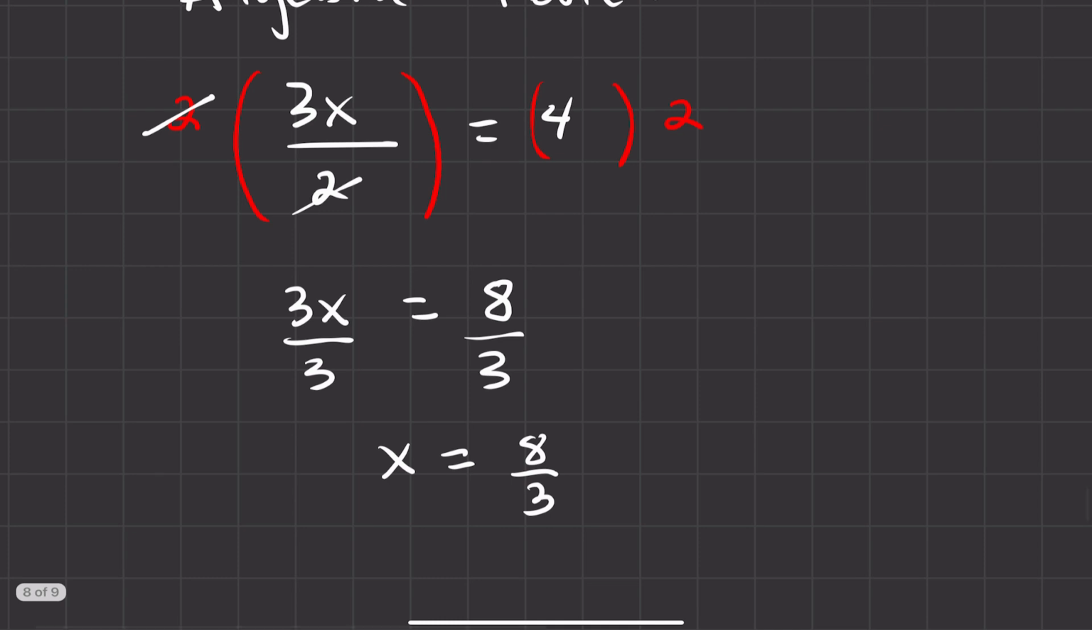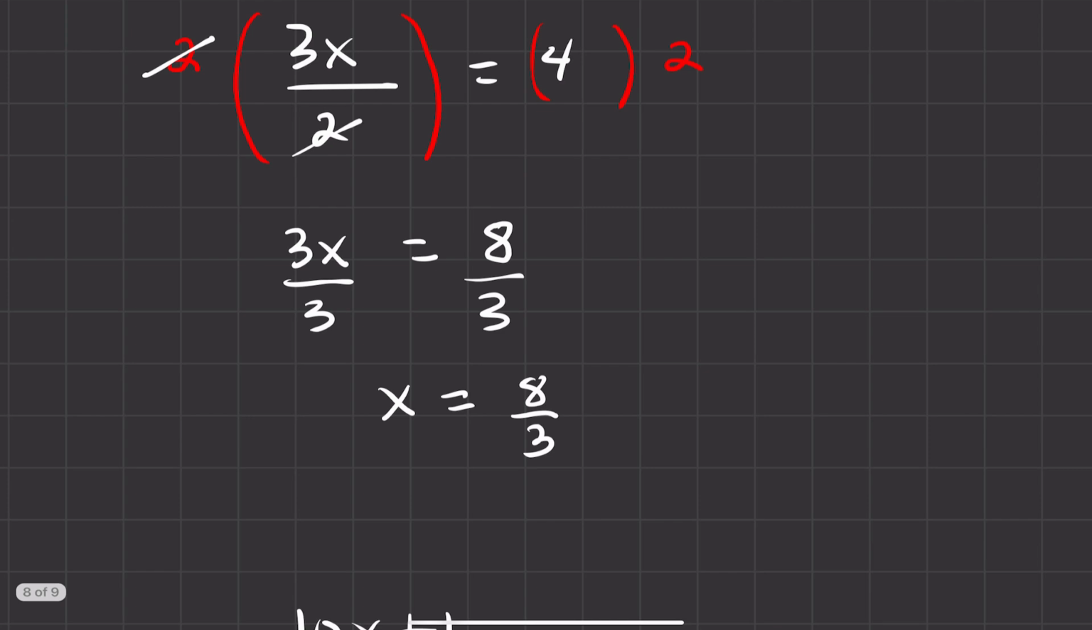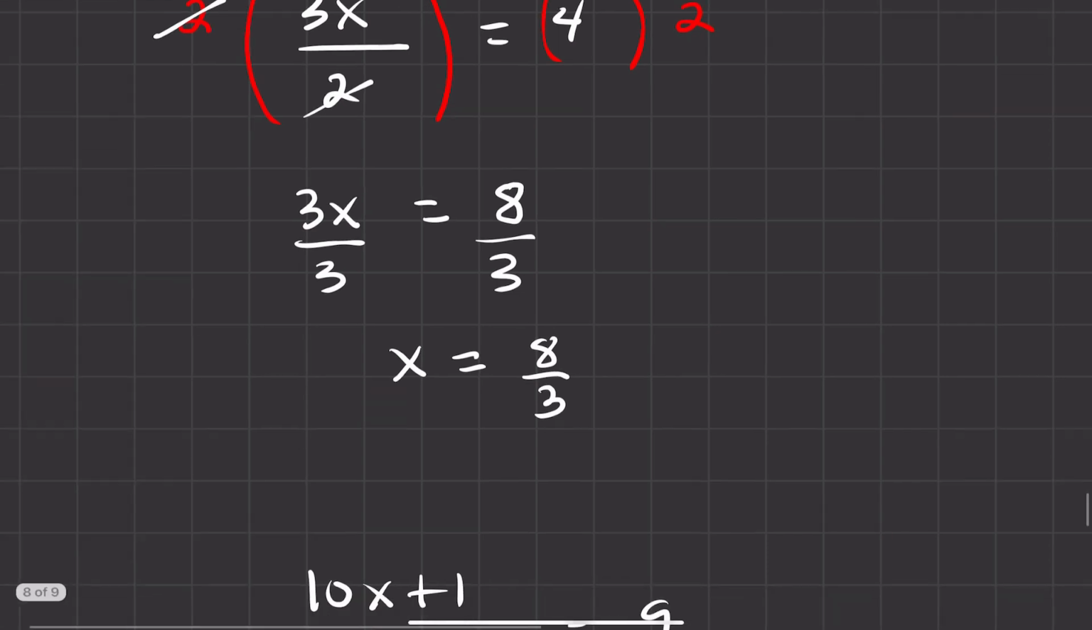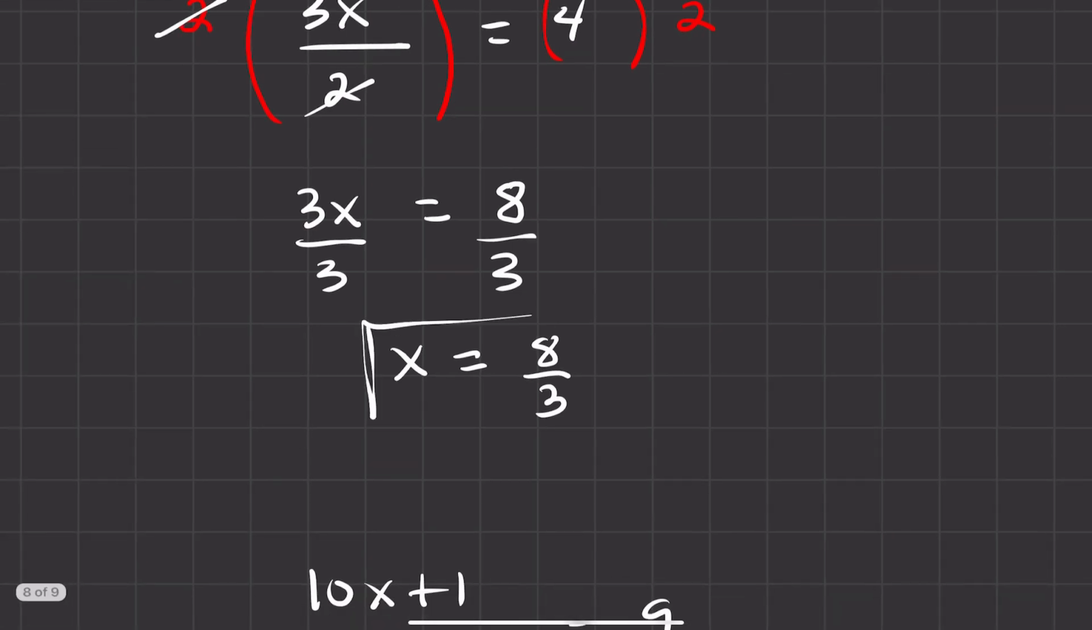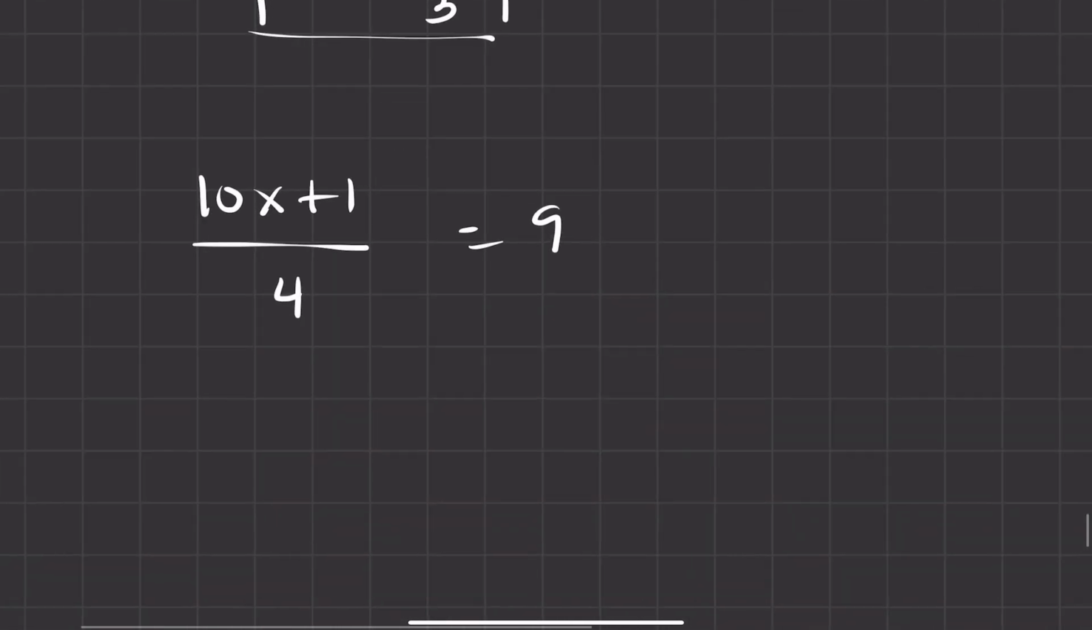Since x is equal to 8 over 3, which is a fraction, the question is, is it simplified? Well, I can't think of any number that goes into 8 and 3 at the same time. So that means that x is equal to 8 over 3 is indeed simplified. So that means that this is my answer. Let's take a look at this other problem here.